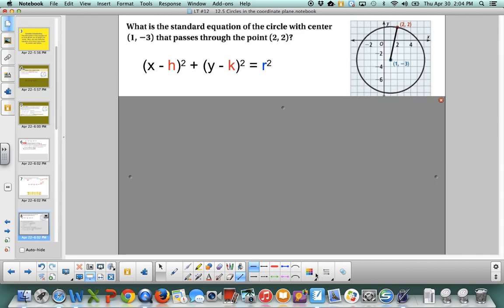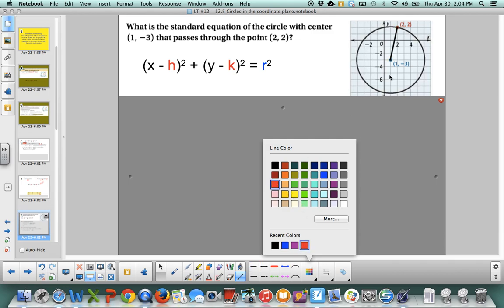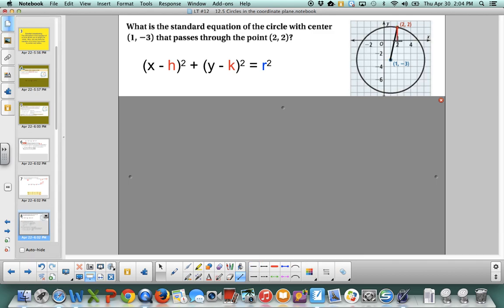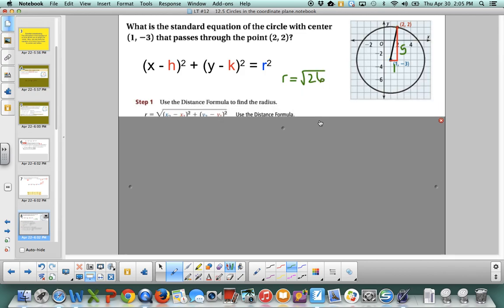And what I can do is I can create a right triangle here to do Pythagorean theorem to get what that radius is. So I get a distance of 1 right here. And then I have 1, 2, 3, 4, 5. So I do 5 squared plus 1 squared equals 26. So my radius is square root of 26.